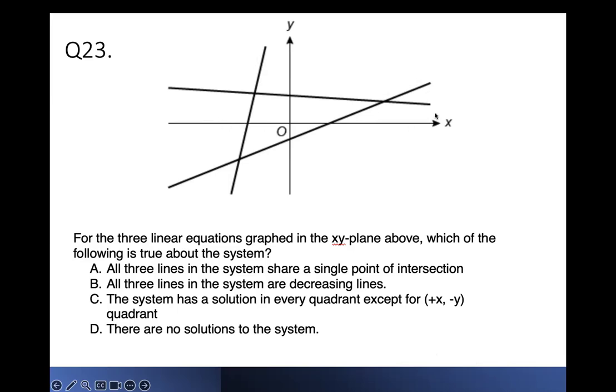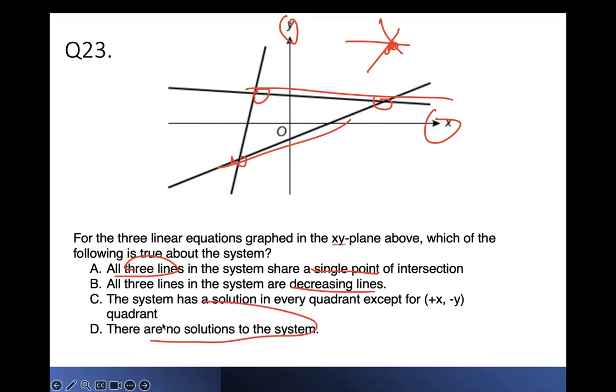I see this is the x-axis and the y-plane. I see intersections here, here, here. There are 3 lines. They don't intersect at one point. You just have 2 lines intersecting at a time. Therefore, all 3 lines do not share a single point. All 3 lines in the system are decreasing? This is increasing, this is decreasing. It's false.